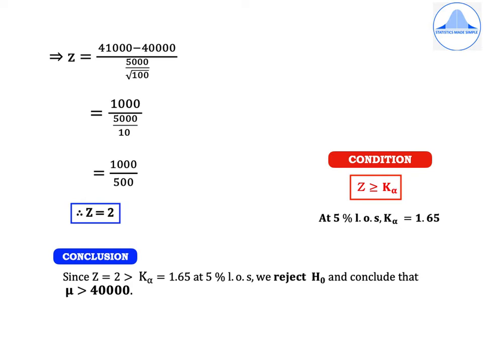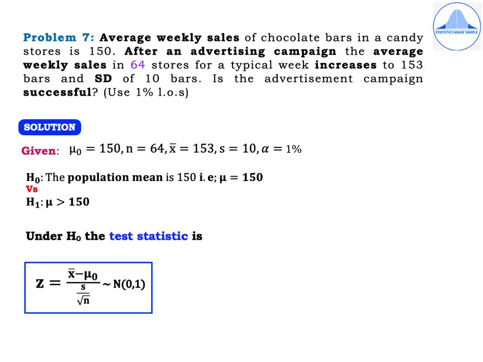Now the conclusion, since Z is equal to 2, you have to compare the Z value with K alpha value. This is greater than K alpha equal to 1.65 at 5% level of significance. We reject H naught and conclude that, whenever we reject H naught, it means that we are accepting H1. So write what is there under H1: mu is greater than 40,000.